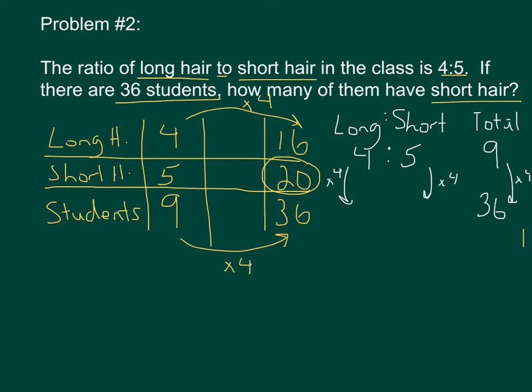So I'm going to get 4 times 4 is 16. 5 times 4 is 20. And again, my answer is 20 for the short hair.